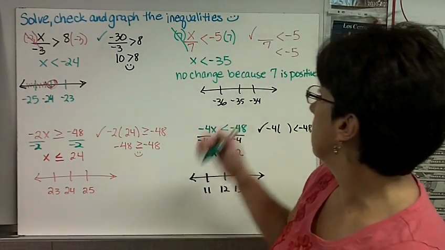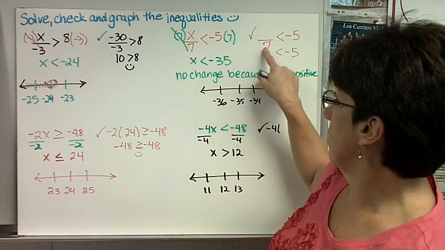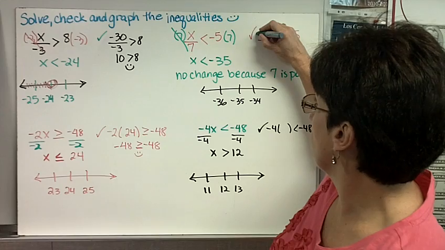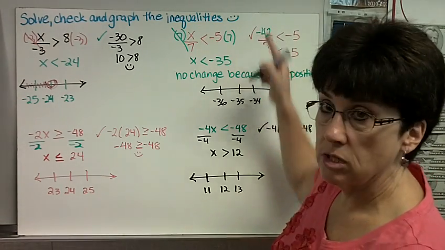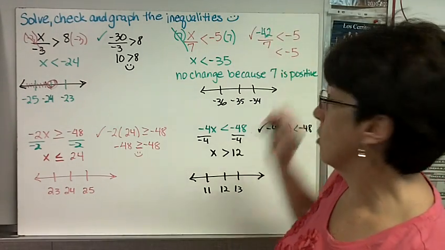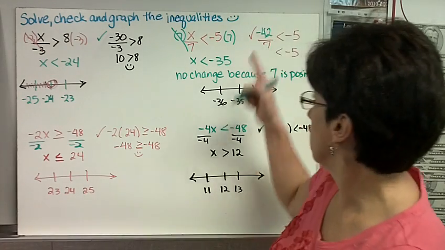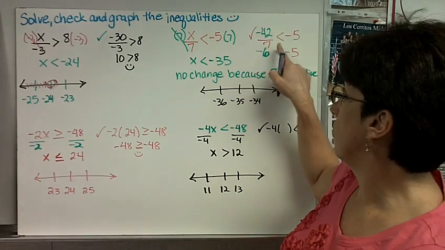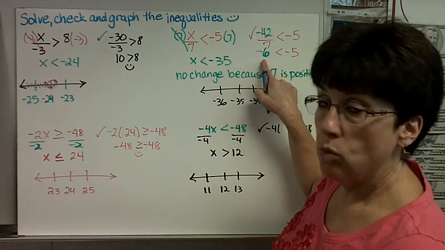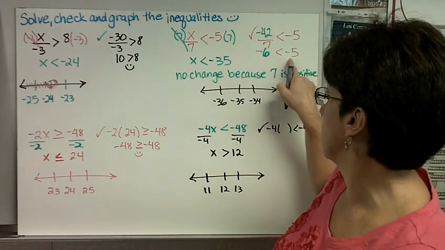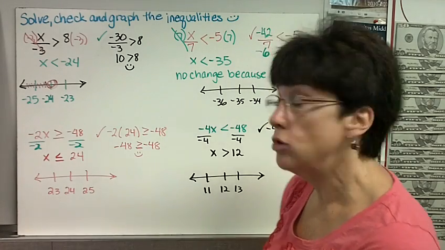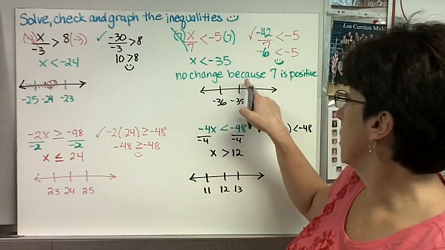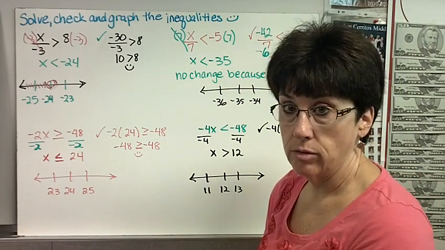Now let's check that. Let's pick a number that 7 goes into that's less than negative 35. How about if I pick negative 42? Because 7 goes into 42. How many times does 7 go into 42? 6. Is this positive or negative? Negative. Okay, so negative 42 divided by 7 is less than negative 5. When I do the work, I get negative 6. Negative 6 is less than negative 5. That's true. So we didn't change the direction of the inequality in this one because 7 is a positive number.